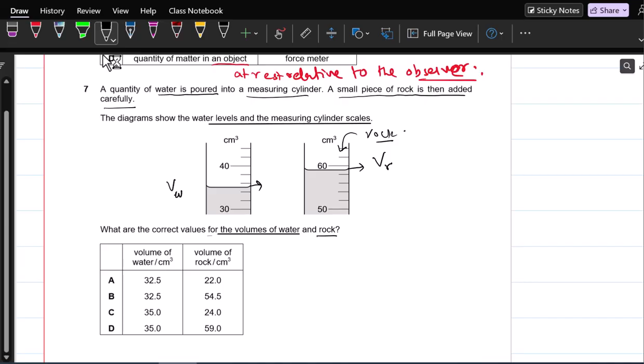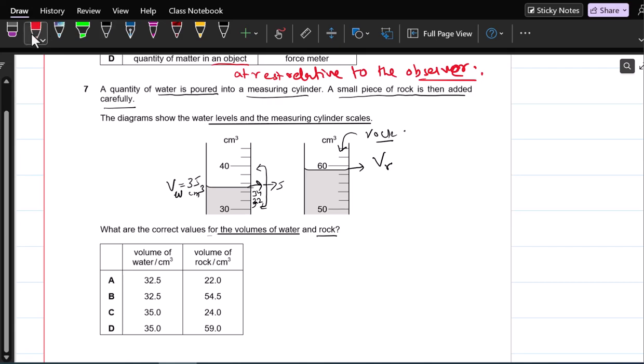Okay. So dear students, you can see there is a gap of 10 and we have how many divisions? 5 divisions are there. So one division is representing 2. So it will be 32, then 34, and it will be 35. So I would say the volume of water is 35 centimeter cube.